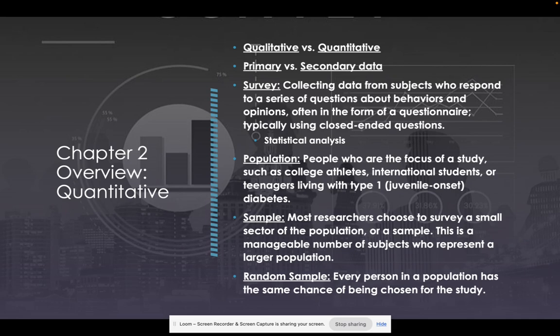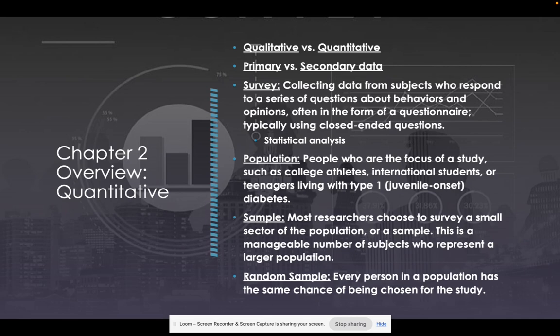Population, this is the people who are the focus of a study, such as college athletes, international students, or teenagers living with type 1 diabetes. Oftentimes, when we're doing survey data, when we're doing quantitative projects, you can't survey every single person in a particular population. If you think about a country like the United States, it would be impossible to survey every single person, right? And so oftentimes, social scientists will draw a sample instead.